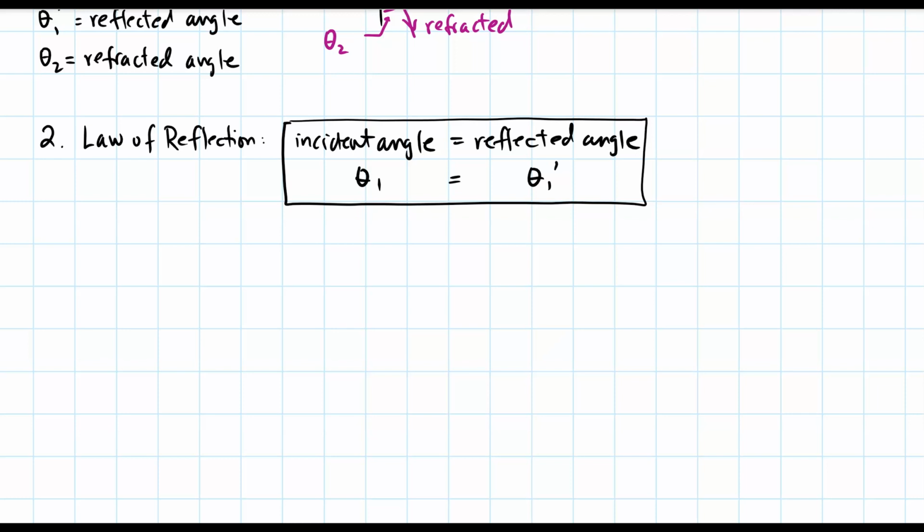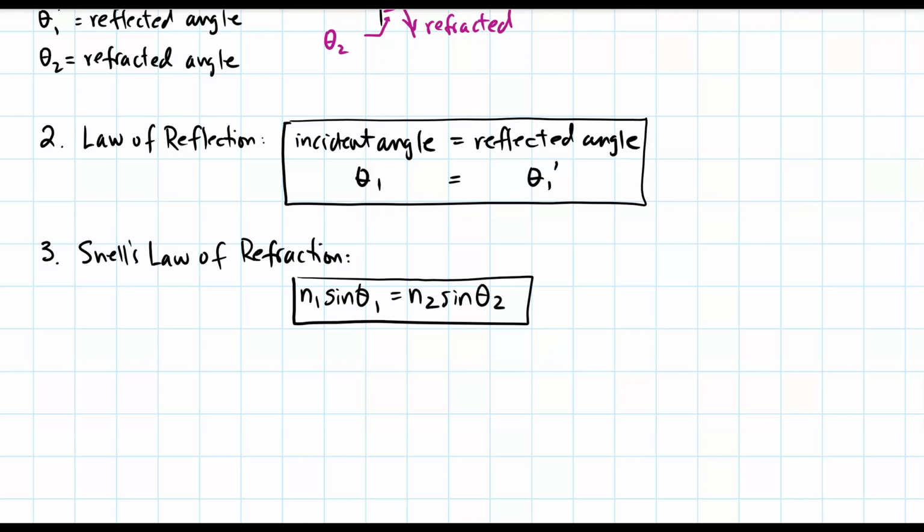Third conclusion, when monochromatic light of a single wavelength is incident on a transparent medium, one of the rays will be refracted into the medium. This is known as Snell's law of refraction.